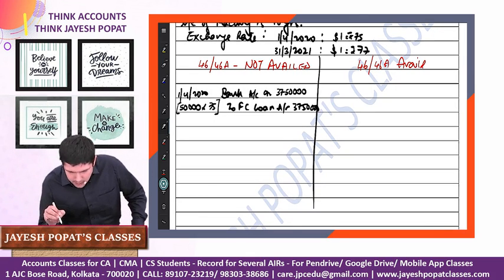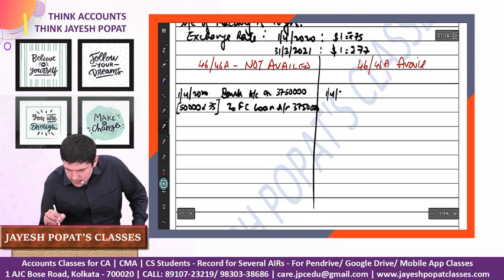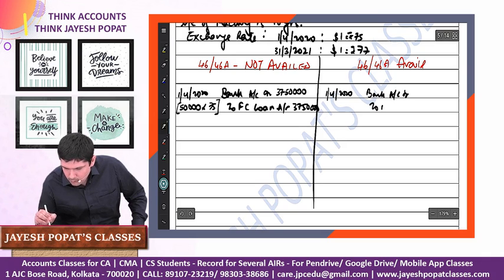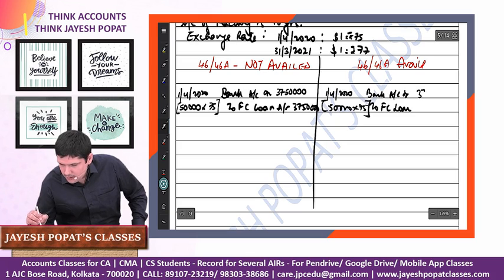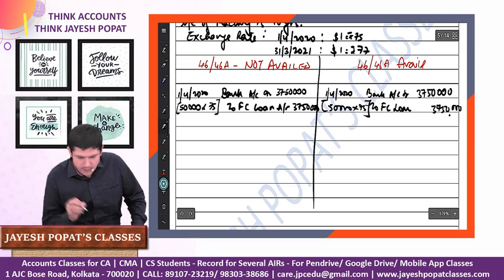When we are availing this, the first entry would remain the same. So I am doing the same entry. We'll say bank account debit to foreign currency loan account, same $50,000 into 75 is the exchange rate. This will be 37 lakh 50,000. Please follow this example very carefully.